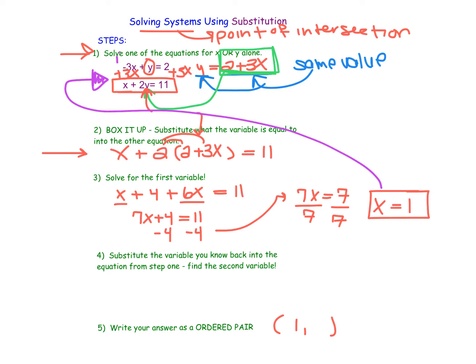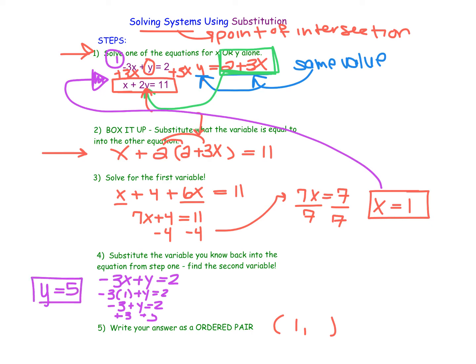So say I pick the first equation here. So I have negative 3x plus y equals 2. So here it would be negative 3, since I know x is 1, plus y is equal to 2. So I have negative 3 plus y equals 2. I need to get y alone, so I add 3 to each side, and I find y is equal to 5.